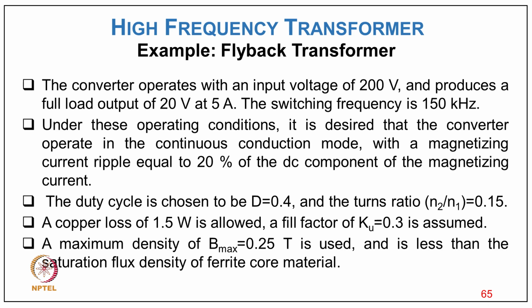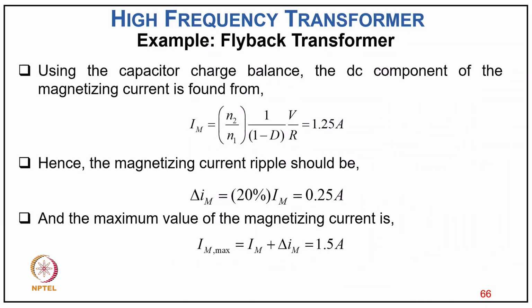So copper loss of 1.5 watt is allowed, and a fill factor of Ku equal to 0.3 is assumed. The maximum flux density Bmax of 0.25 Tesla is used for the ferrite core, and it is less than the saturation flux density of the ferrite core material, which is around 0.4. So using the typical capacitor charge balance, the DC component of the magnetizing current is found.